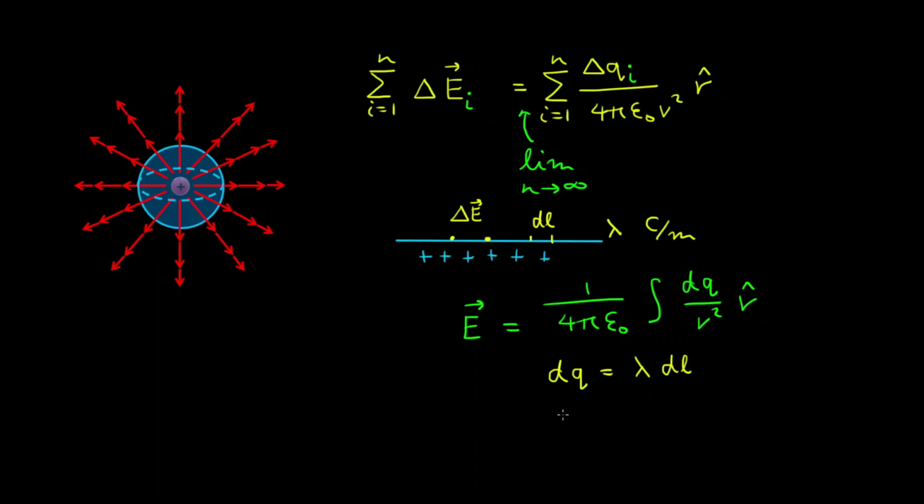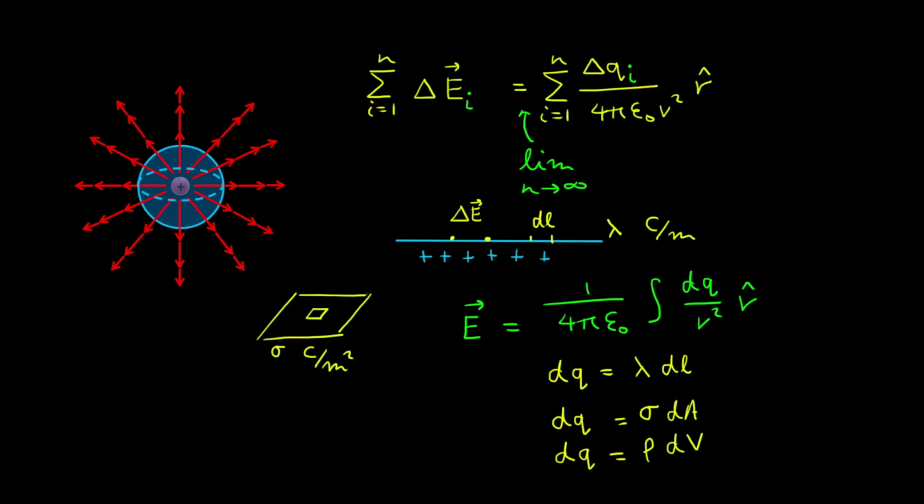Similarly, for an areal charge distribution, if we have an area such as a plate, the differential element is going to be dA, and we multiply this by the areal charge density. That will be in coulombs per unit length squared, multiplied by an area. And similarly, if we have a volumetric charge distribution, that's rho, and we multiply that by the differential volume element.